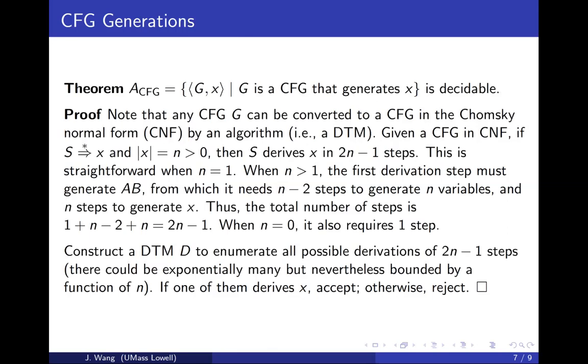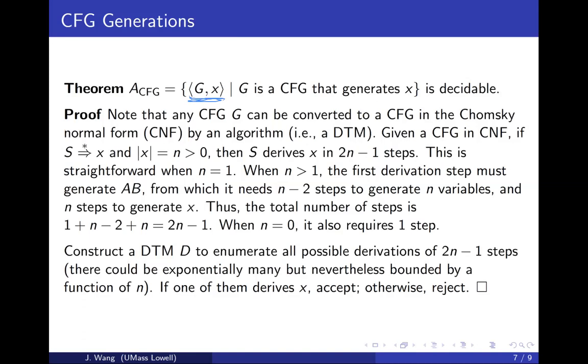So we define a language A sub CFG, which is the set of encodings G comma X, where G is a context-free grammar that generates X. This set of encodings is decidable, which means there is a Turing machine that on this input always halts, and when it halts, if it accepts, then X can be generated by G. Otherwise, if it rejects, then X cannot be generated by G. So how do we determine this?